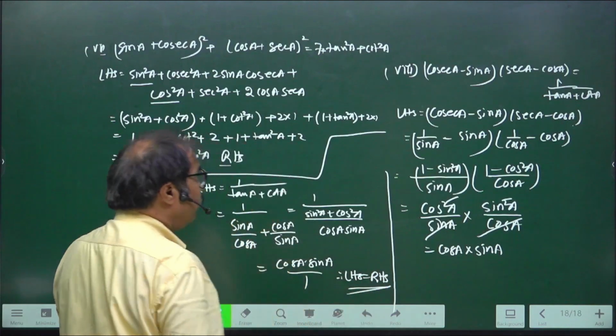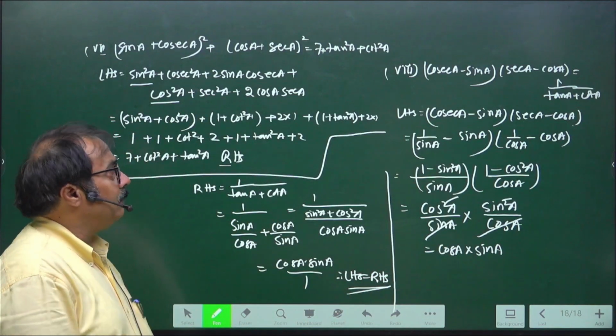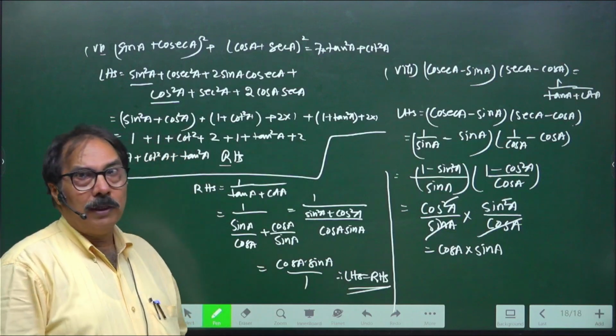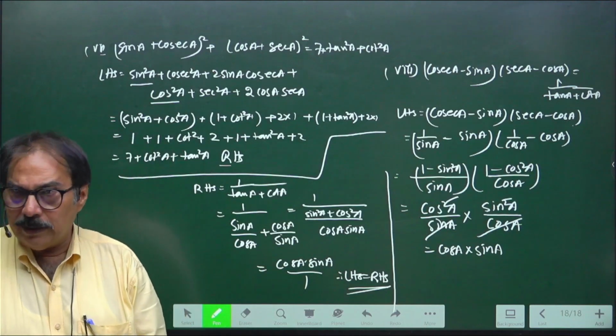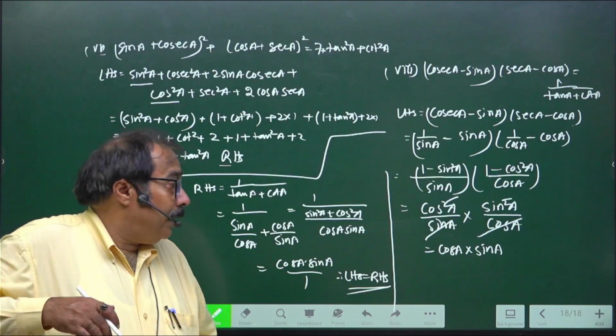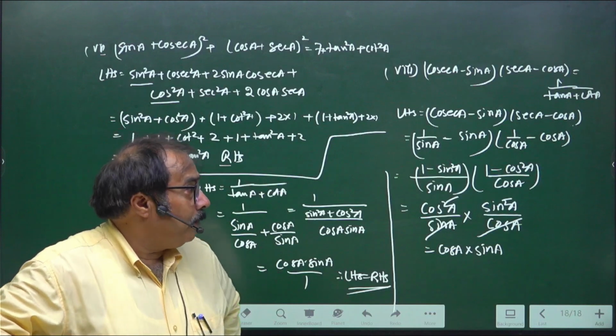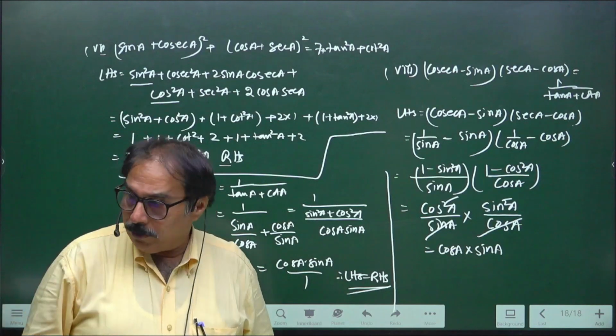Okay, so in a few questions, in a few cases we have to consider both left hand side as well as right hand side. If we are not getting the right hand side, then break it from the RHS also. Okay.